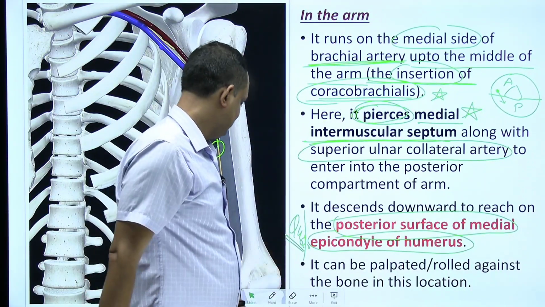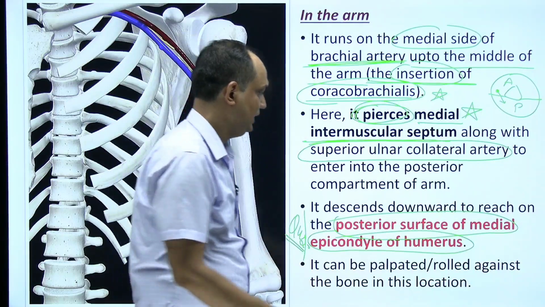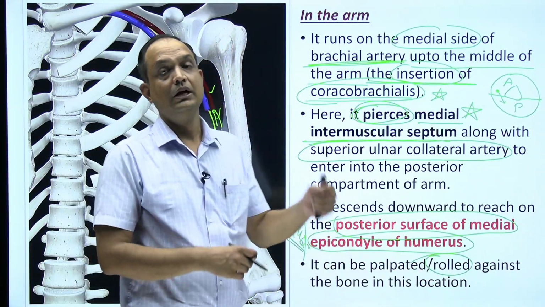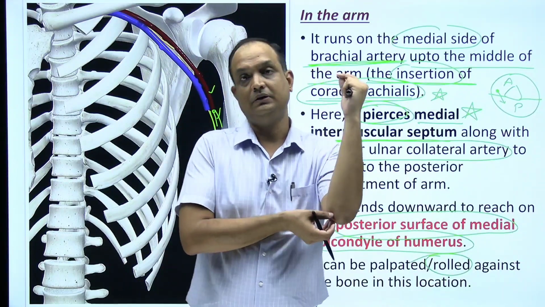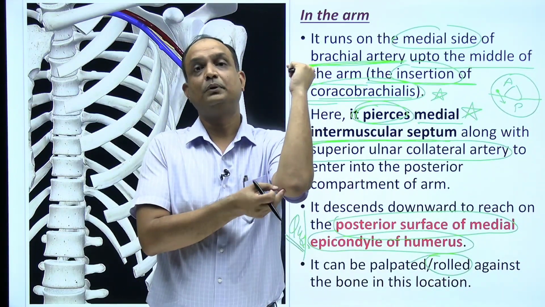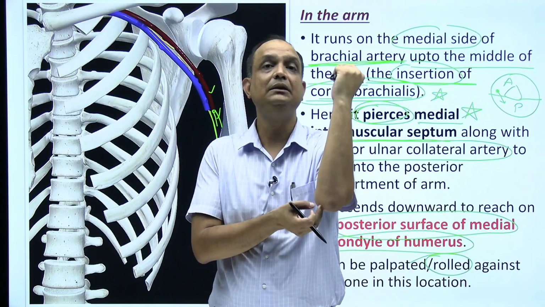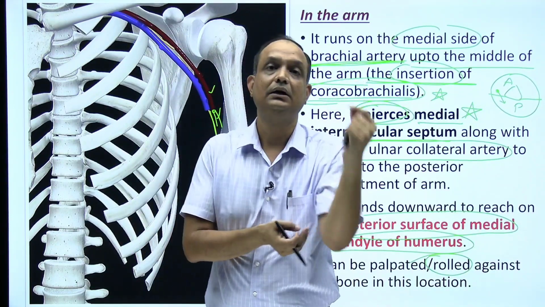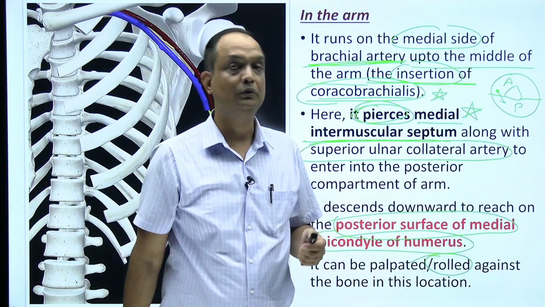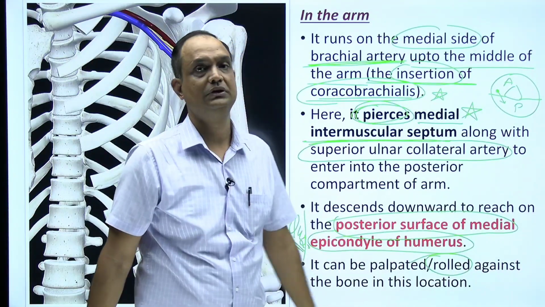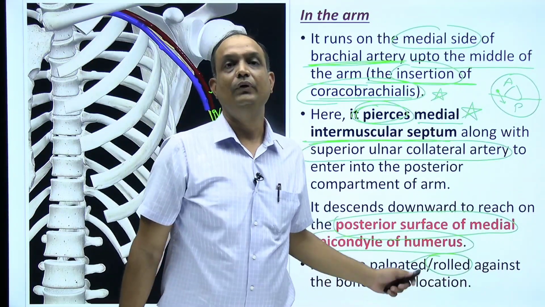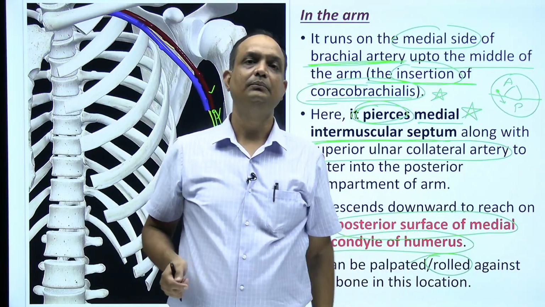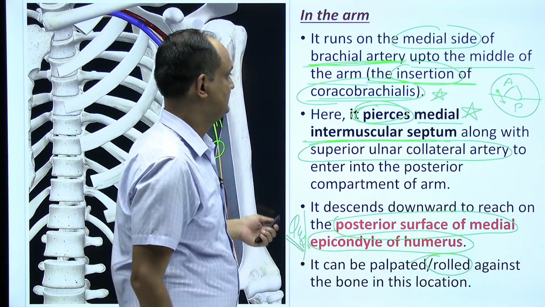At this point, sometimes you can roll or palpate the ulnar nerve. In a leprosy patient, the ulnar nerve becomes thick, and you can very easily palpate the ulnar nerve behind the medial epicondyle of the humerus. So, this is a very commonly asked question in your exam: where can you palpate the ulnar nerve? The answer is behind the medial epicondyle of the humerus.